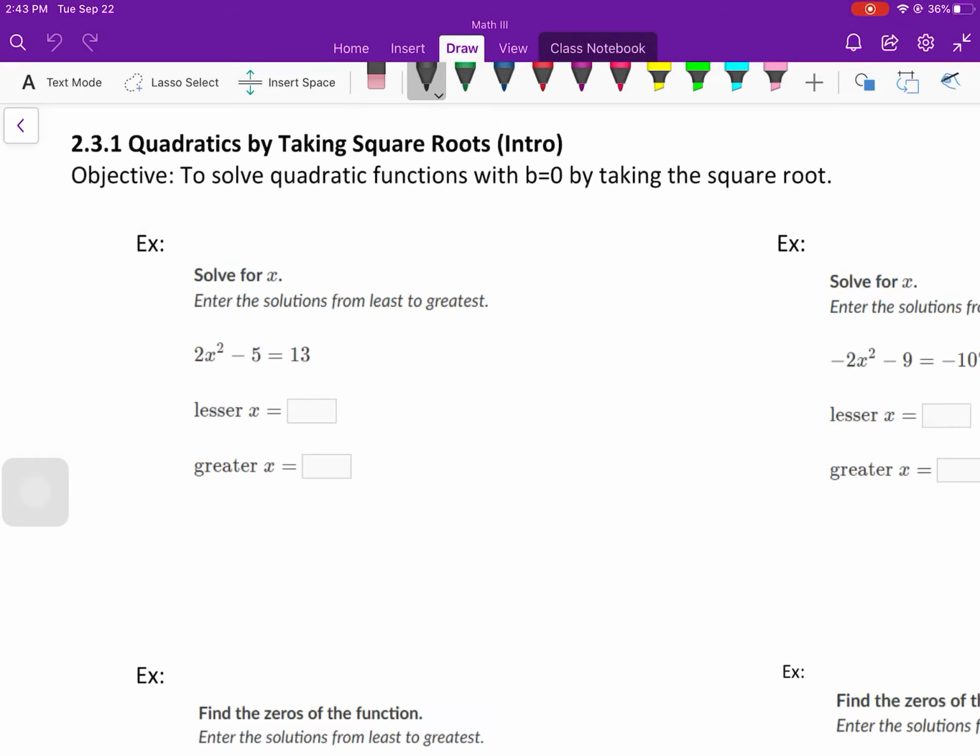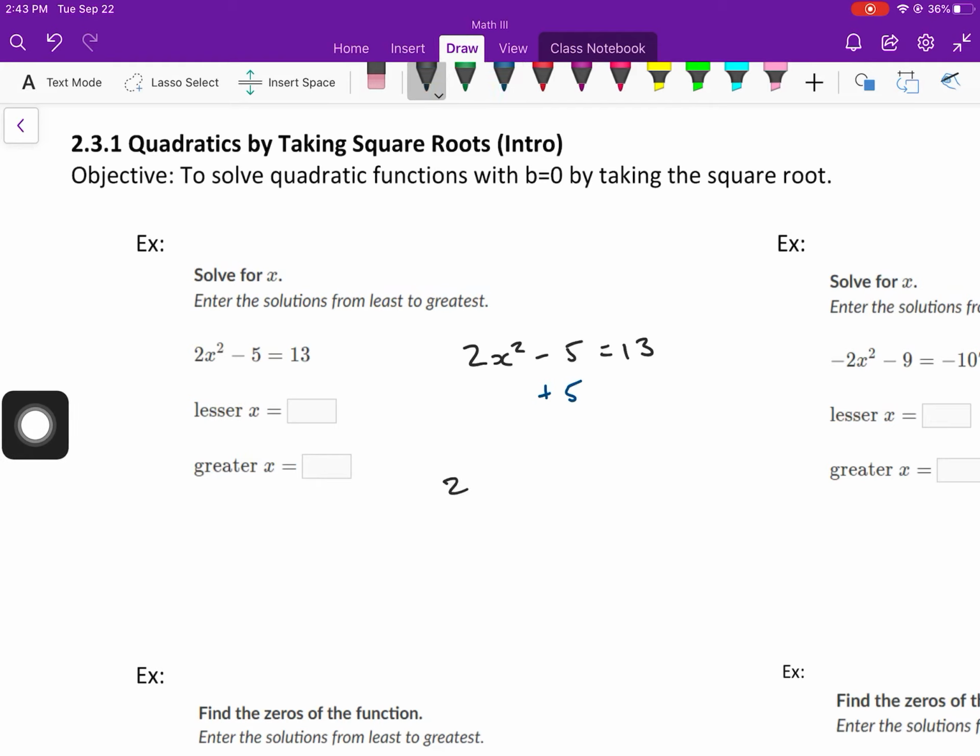Solving quadratics by taking the square root. So let's just go ahead and dive right into it. We have in this problem 2x squared minus 5 equals 13. So what are we going to do? I want to point something out here. There is no x term.